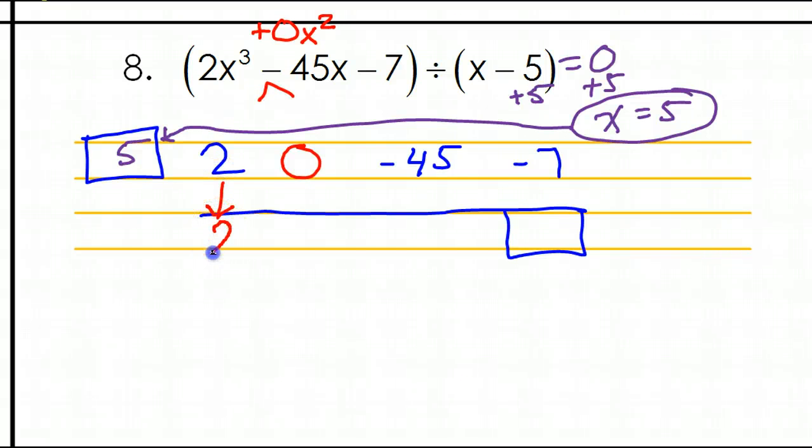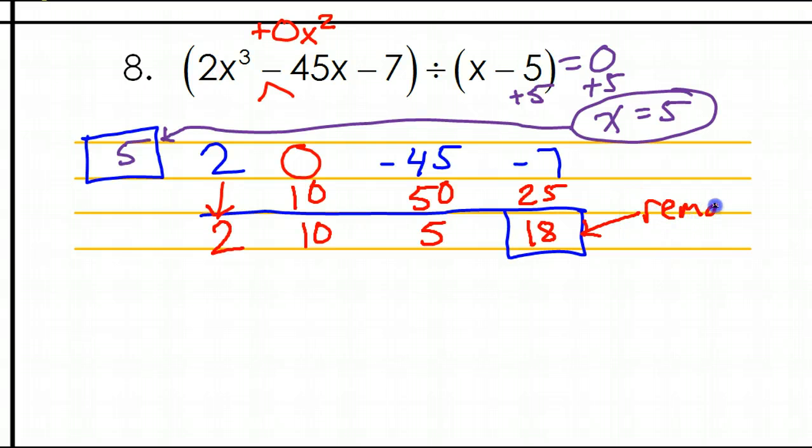Bring down the 2 first. Now you multiply and put it in the next available spot. So 2 times 5 is 10. Combine these like terms, you get 10. 10 times 5 is 50. Put that in the next available spot. Combine these and you get 5. 5 times 5 is 25. Combine these and you get 18. Okay, so this time we have a remainder. This 18 is the remainder.